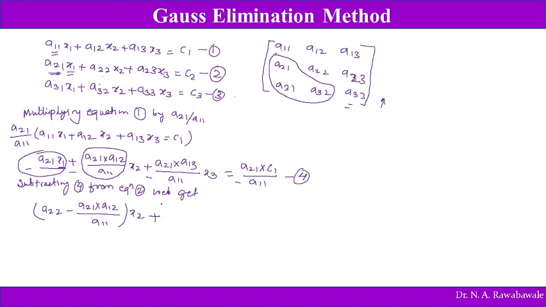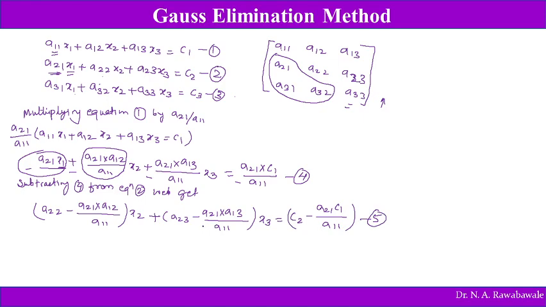then plus of a23 minus of a21 into a13 divided by a11 x3, which is equal to c2 minus of a21 c1 divided by a11. So this is equation number 5. So we get equation number 5.